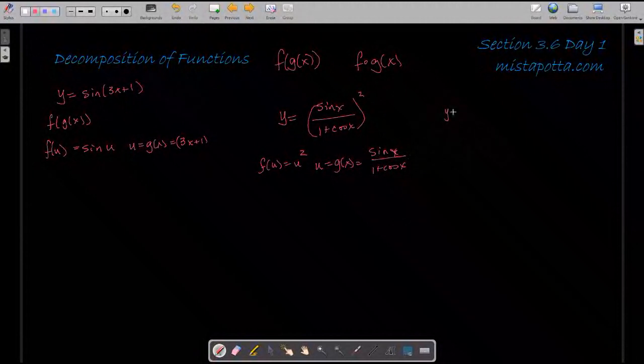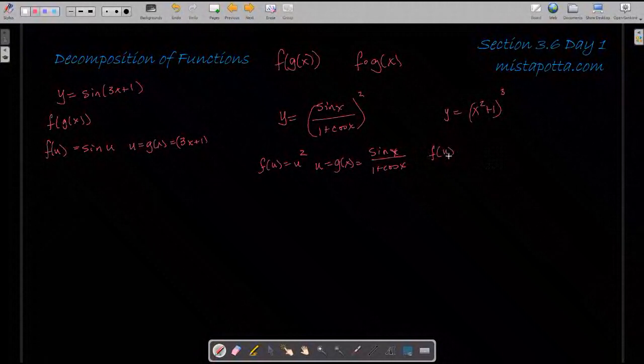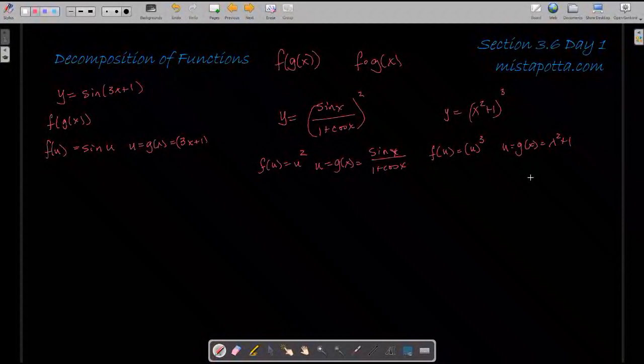And one more example, let's say I told you that y is equal to x squared plus 1 quantity cubed. In this case, the very last thing that's happening is I'm cubing an expression. And the expression that I'm cubing, which is my g of x, is x squared plus 1. So given a complicated function, a composition of two functions, I need to be able to recognize the parts that make it up. I need to be able to decompose my functions into an outer function and an inner function, and maybe even multiple layers.